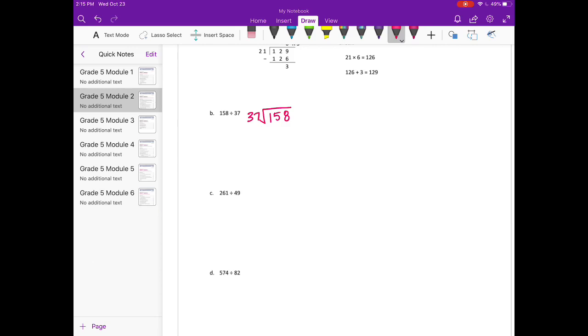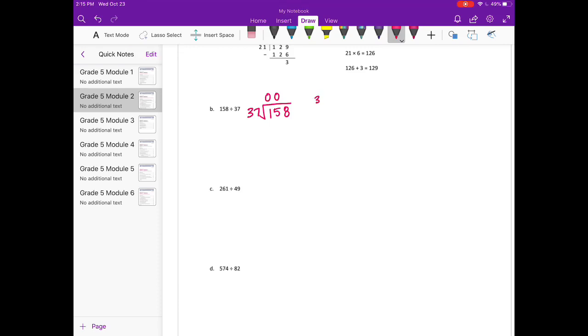So 37 can't go into 1, so I'm going to put a 0 above the 1. It can't go into 15, so I'll put a 0 above the 15. So we need to see how many times 37 can go into 158. I'm going to estimate. I think 37 could go into 158 maybe about 6 times.